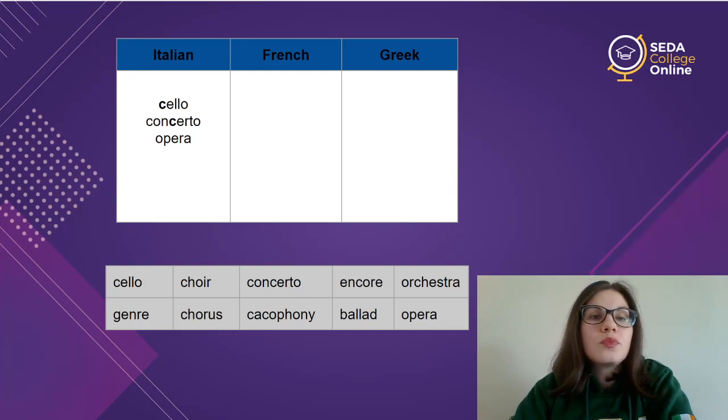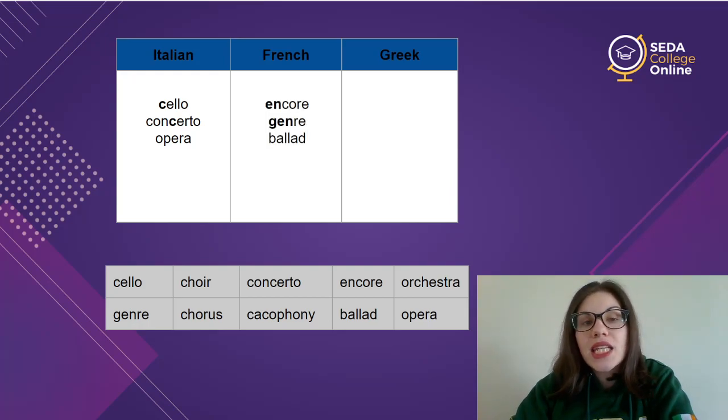Then we have the French: encore, genre, ballad. And here the en, which is part of the second word, so gen, is pronounced closely to an o, un, okay, un, encore, genre.